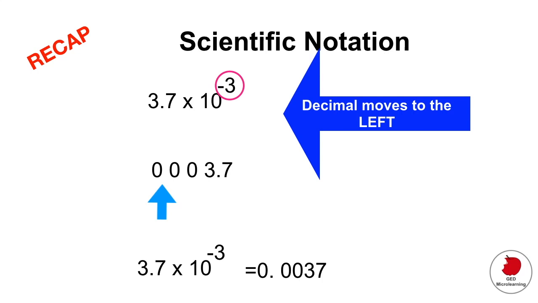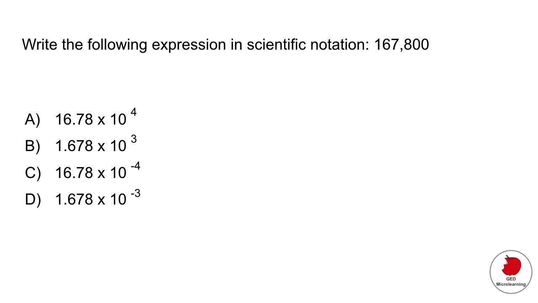Okay, so now we're going to go back to our question, and you can see that it is a positive exponent up there in the question. So that means that option D and option C are probably not going to be correct, because that would give you a very small number. It would be 0.00167, something like that. So it's probably going to be option A or option B.